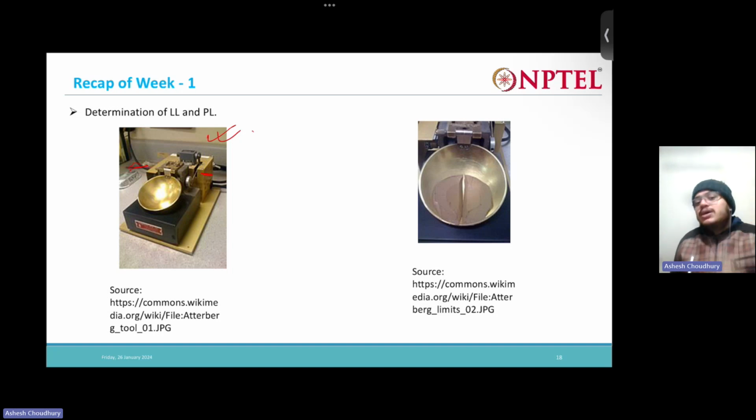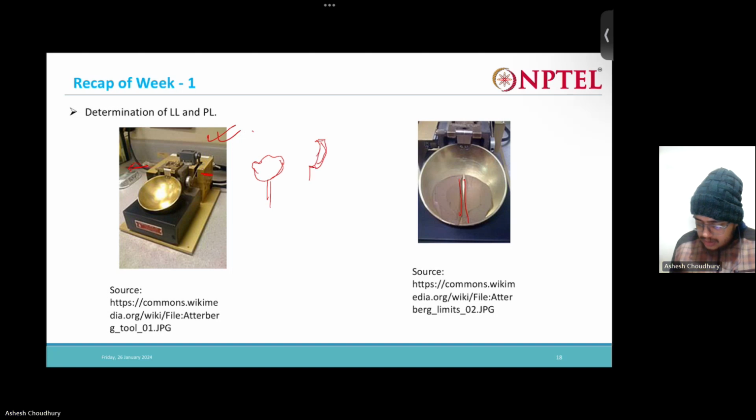Before giving the blows, the main thing we need to do is make a groove. You need to cut a groove into the soil. How to cut that groove? There are two tools to cut it. One is the Casagrande tool and the other is the ASTM tool. One tool is shaped somewhat like this, and the other is something like this. You can see it in the images on the internet or in your lab. For clayey soils, we generally use the Casagrande tool, and for silty soil, we use the ASTM tool.